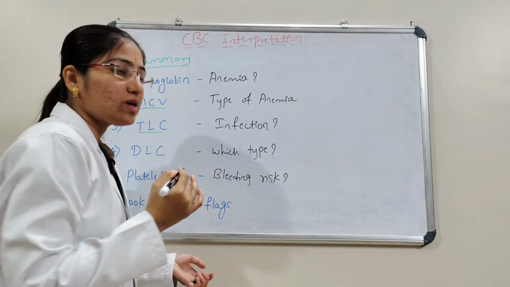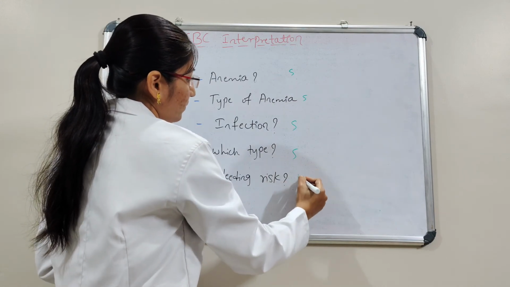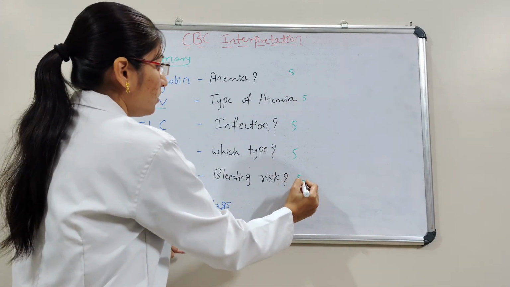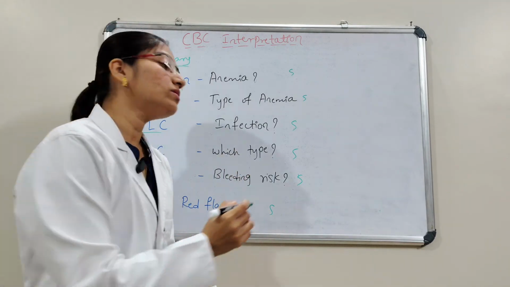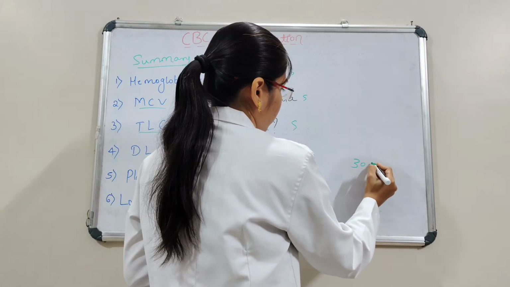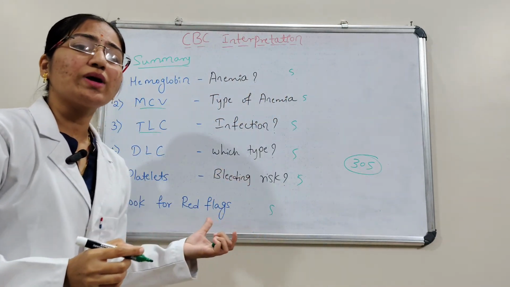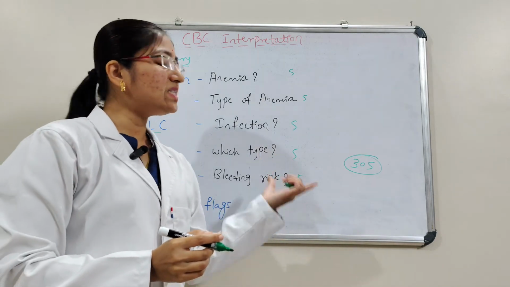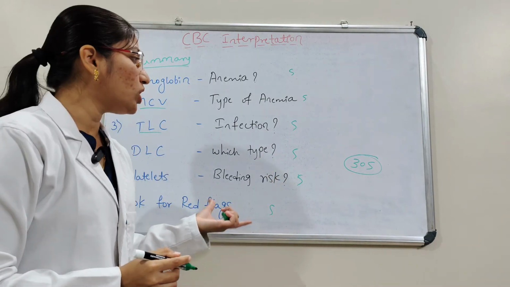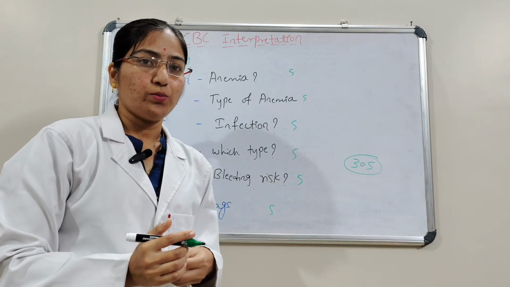Each of the steps takes 5 seconds, so you can assess the CBC report in 30 seconds. This is how you can interpret the CBC report. Practice these steps daily on the actual report. It may get a lot easier for you.